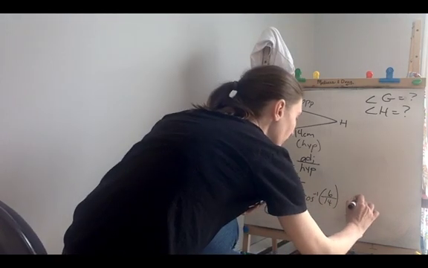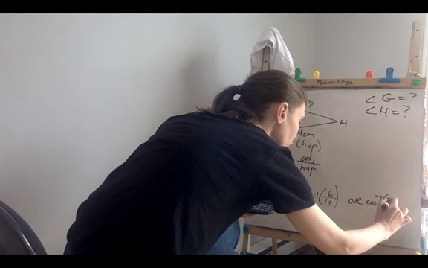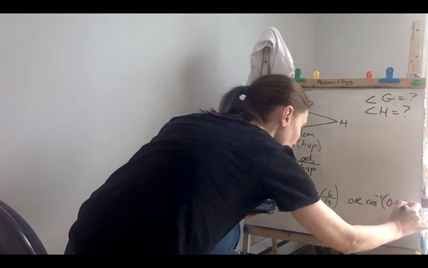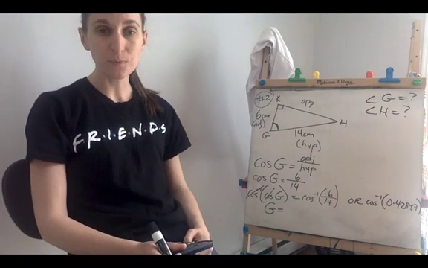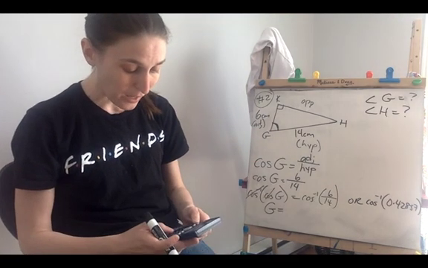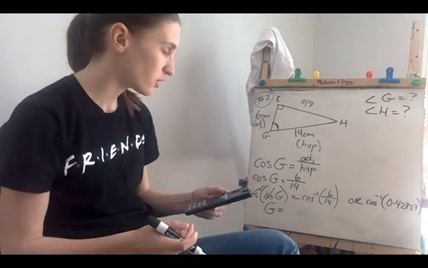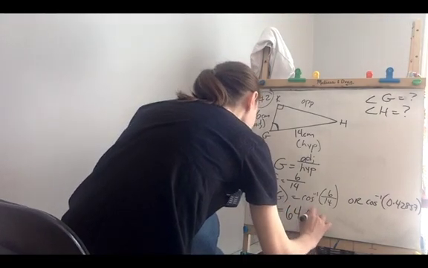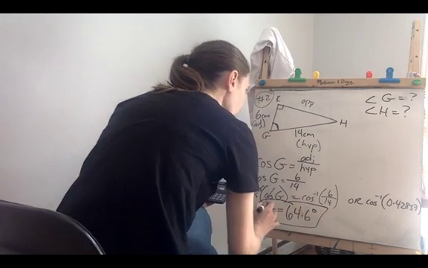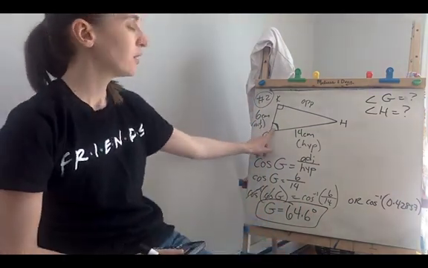0.42857, right? And you could put in your calculator cos inverse of 0.42857. Use at least 4 decimal places if you're doing this. And either way, once you do the cos inverse of that, you get a value for angle G of 64.6 degrees. Okay, so now we have angle G.